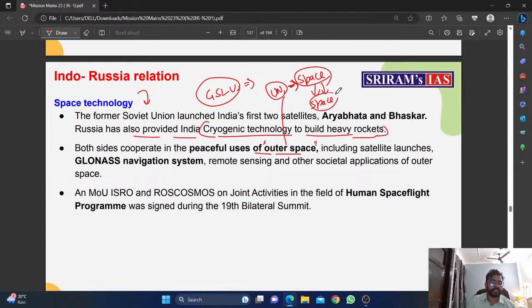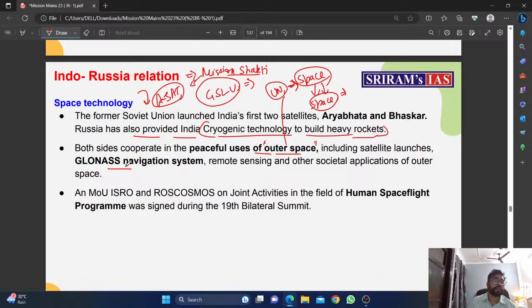Like the USA has announced its space force, and many countries are also building weapons for space, and even India is in this race. For example, you can mention here Mission Shakti. Yes or no? If you are aware of this fact, ASAT, the anti-satellite test. So this is the space cooperation that we have with Russia.